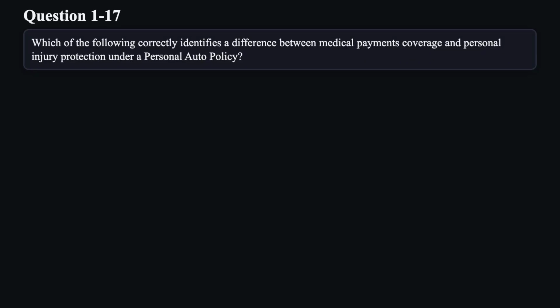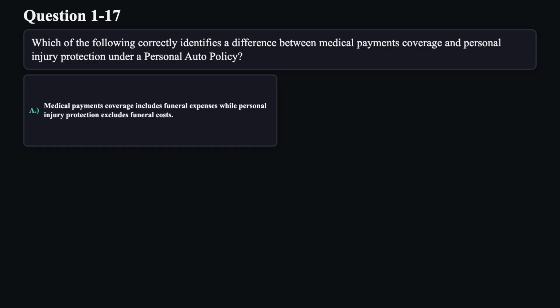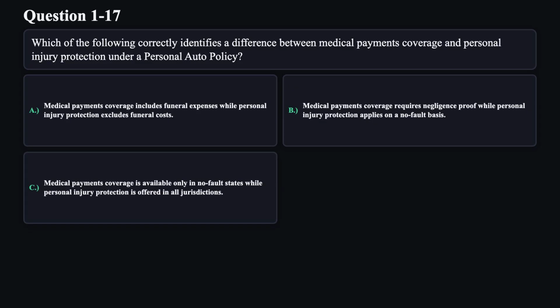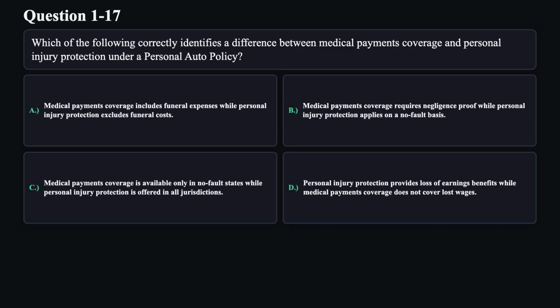Question 17. Which of the following correctly identifies a difference between medical payments coverage and personal injury protection under a personal auto policy? A. Medical payments coverage includes funeral expenses while personal injury protection excludes funeral costs. B. Medical payments coverage requires negligence proof while personal injury protection applies on a no-fault basis. C. Medical payments coverage is available only in no-fault states while personal injury protection is offered in all jurisdictions. D. Personal injury protection provides loss of earnings benefits while medical payments coverage does not cover lost wages.